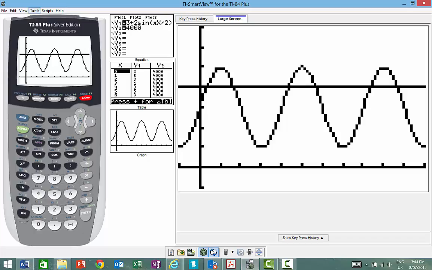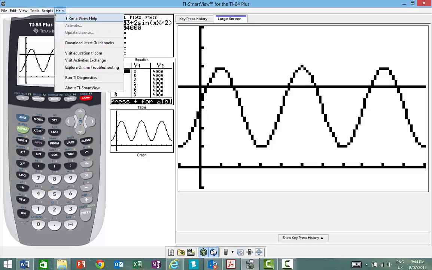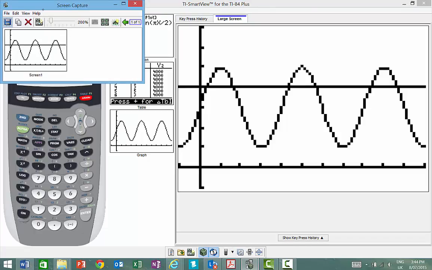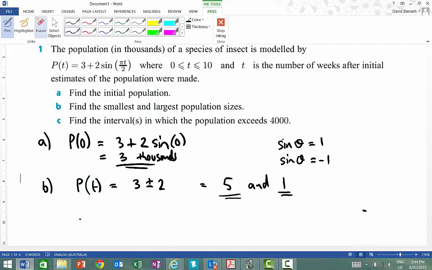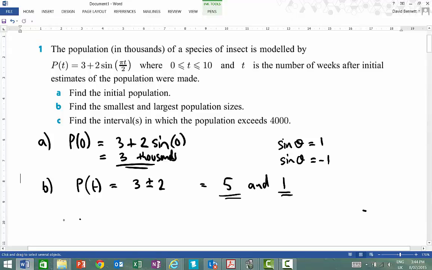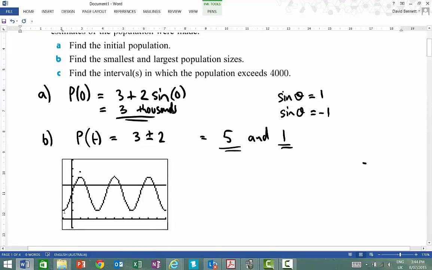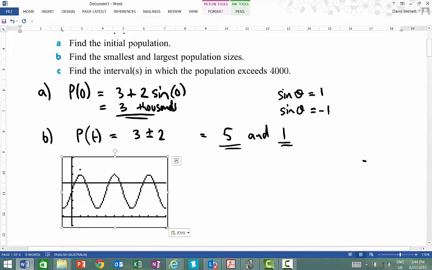What I might do over here is take a screenshot. I'll copy that and paste it into our document over here. Change this over here. I'll just paste it in there and make that a little bit bigger.